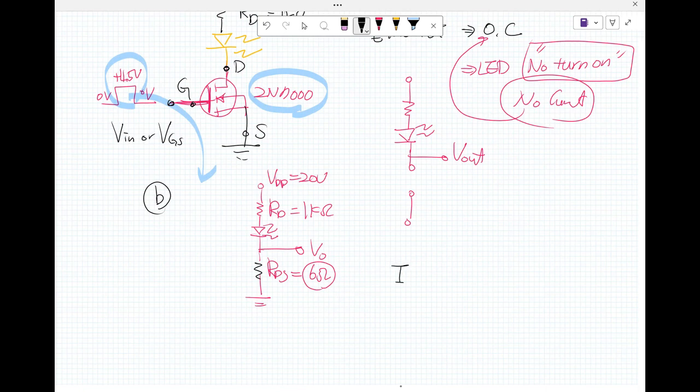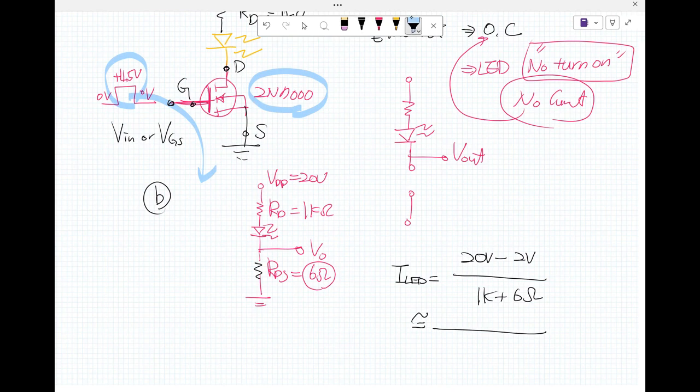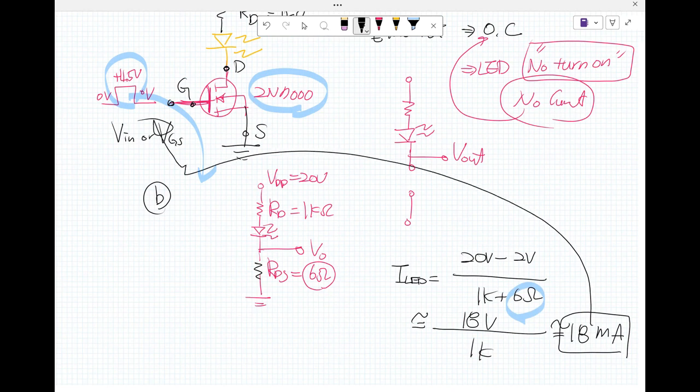So the LED current is from Ohm's law: 20 volt minus the LED 2 volt, divided by 1K plus 6 ohm, but approximately we can disregard the 6 ohm here. 18 volt divided by 1 kilo, that was 18 milliamp, and that is approximately the answer, like this one. Okay.